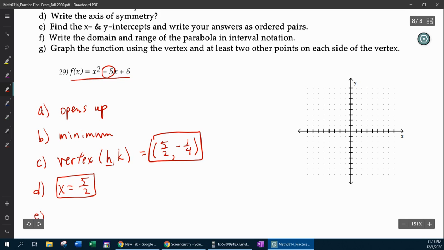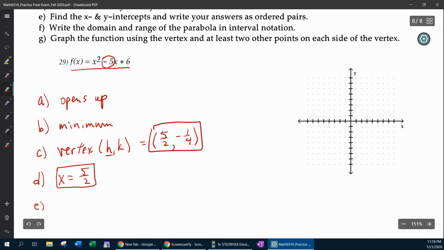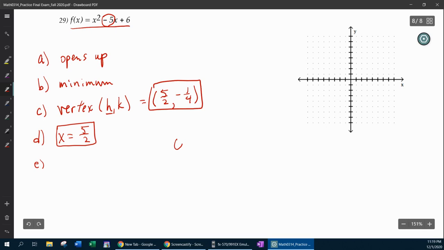Part E, find the x and y intercepts and write your answers as ordered pairs. Okay, so let's write this as an equation. We've got 0 equals x squared minus 5x plus 6. If you notice what I did there, I let f of x be 0. Remember, f of x is y. If I let y be 0, I'm going to find the x-intercepts. And I'm going to solve this by factoring.